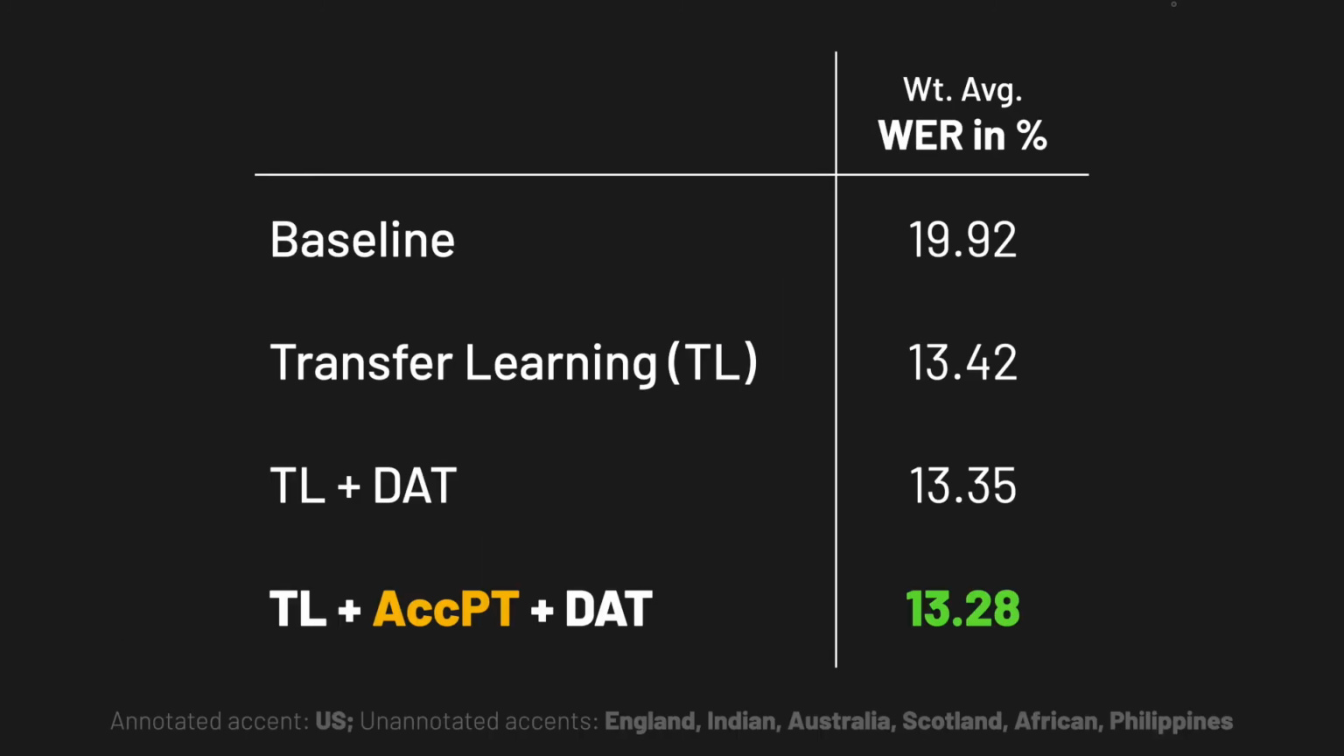We perform in-depth analysis and ablations with annotated US accent speech and unannotated speech from 6 different accents. The table here shows the weighted average word error rate for different approaches. We see that DAT combined with transfer learning indeed improves accented speech recognition, and our proposed accent pre-training approach shown in the last row further improves upon the simple DAT.